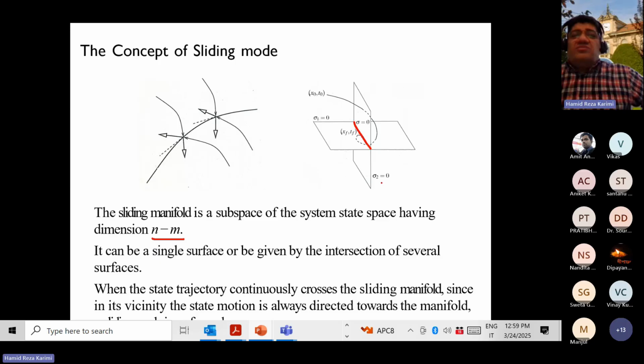Okay, so now if the state trajectories continuously cross a sliding manifold, since in its vicinity the state motion is always directed toward the manifold, the point is that when the state trajectories hit this sliding manifold, they can then push forward to move to the sigma zeros. This means that the convergence can be guaranteed if we follow this concept of the sliding mode.